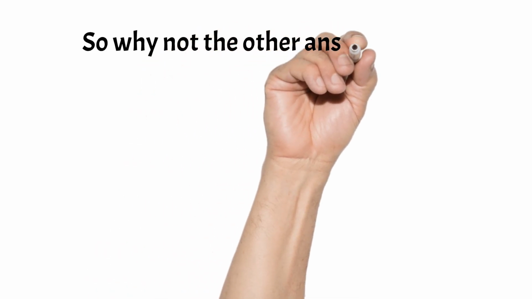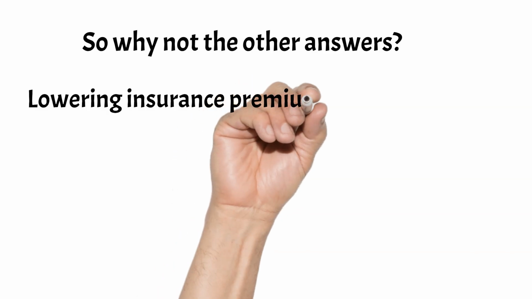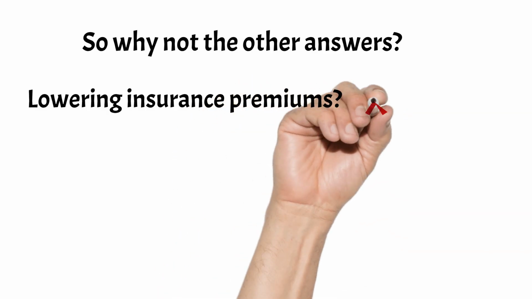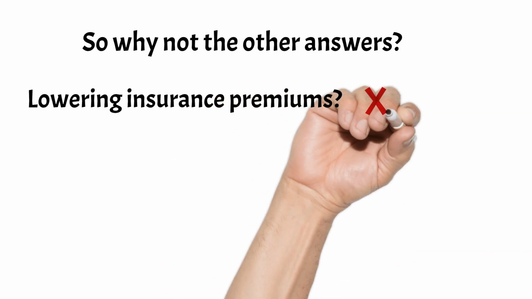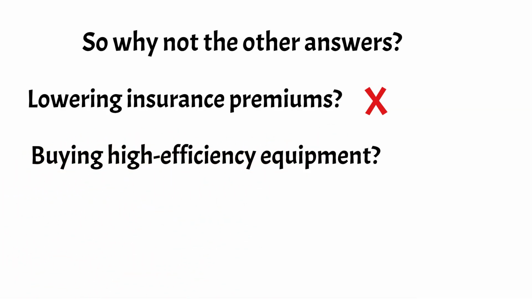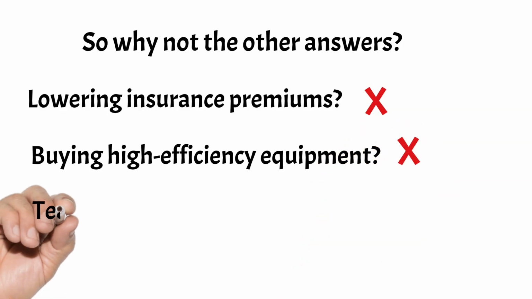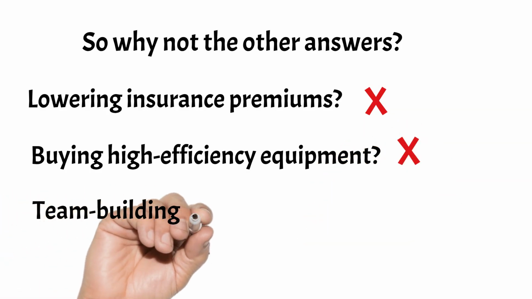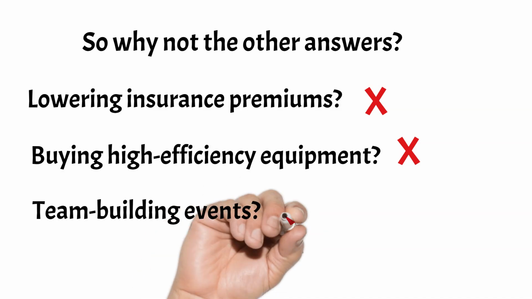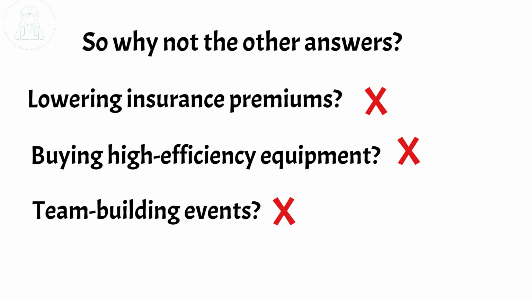So why not the others? Why not lowering insurance premiums? That's just a lagging indicator. Results, not prevention. Why not buying high efficiency equipment? It's not automatically safety related unless it's tied to hazard control. And why not team building events? Good for morale, but not hazard management.